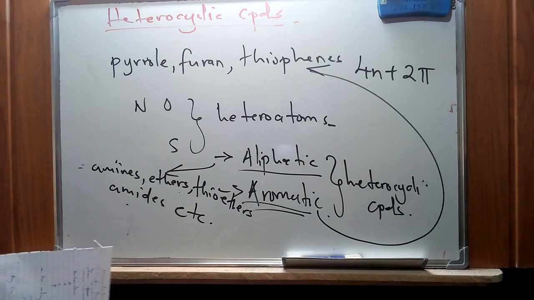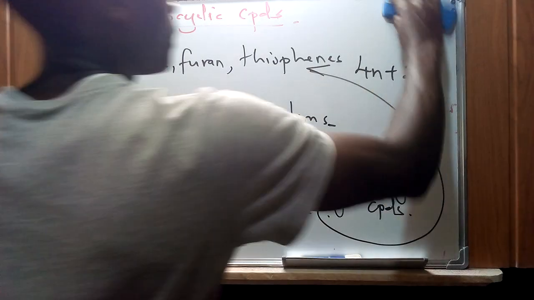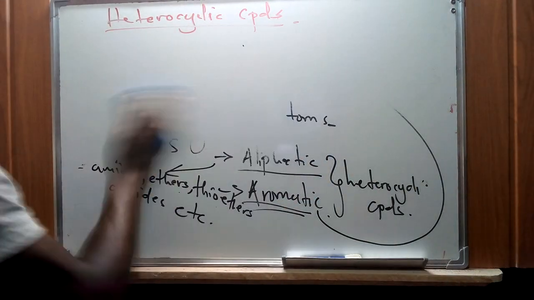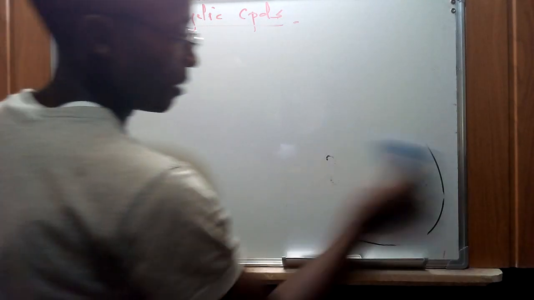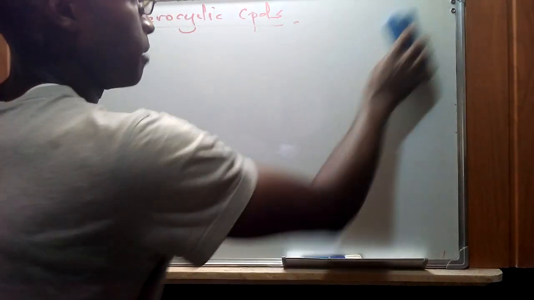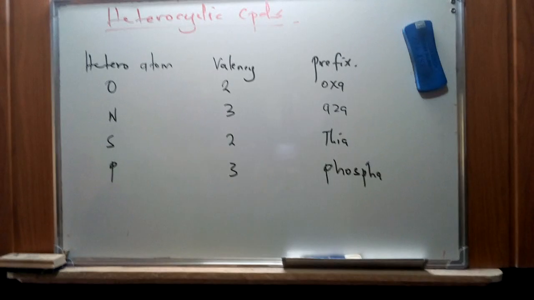Now we're going to look at some of the ways in which these organic compounds, these heterocyclic compounds, can be named, and try to see how it differs from the conventional way in which we have been naming aliphatic and other aromatic compounds. So in that case, I'm just going to give you an illustration using perhaps a table so that we can be able to understand.